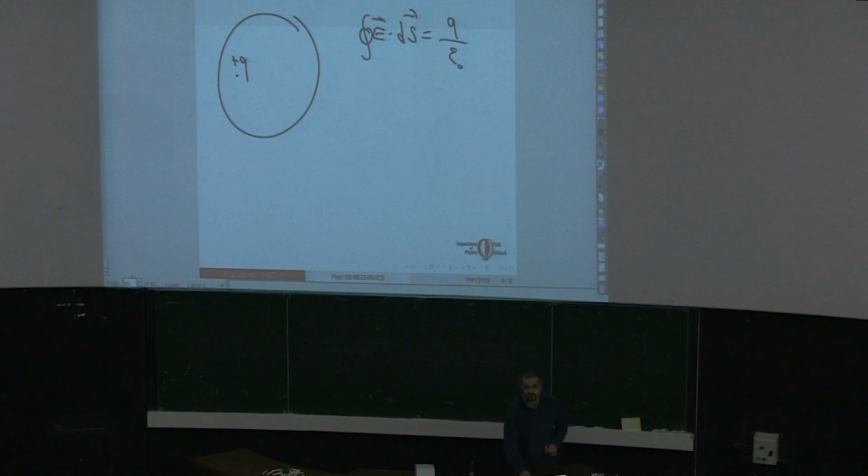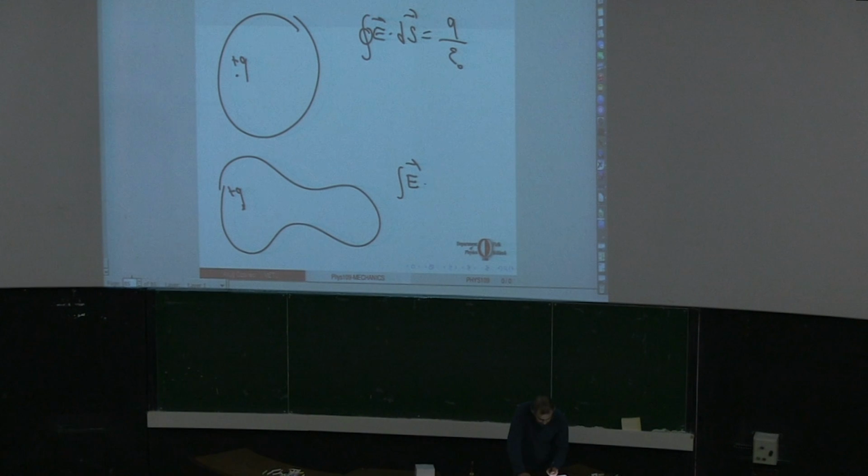Now let's look at another example. I have a point charge, but this time I don't have a sphere. I just have some arbitrary closed shape. E dot ds is equal to, again, Q over epsilon 0. Whatever the shape is, E dot ds just counts the number of field lines. And we have already seen that the total number of field lines leaving a point charge is Q over epsilon 0.